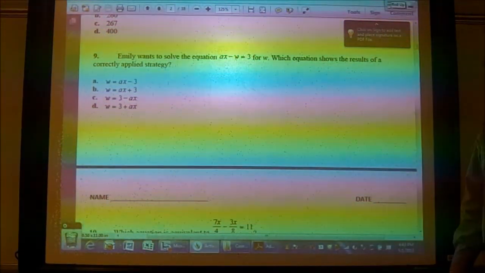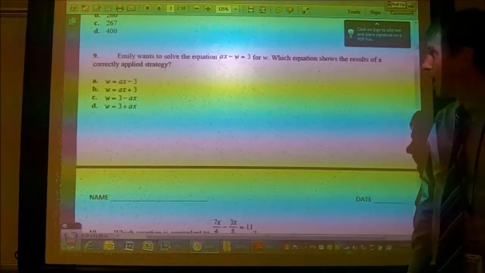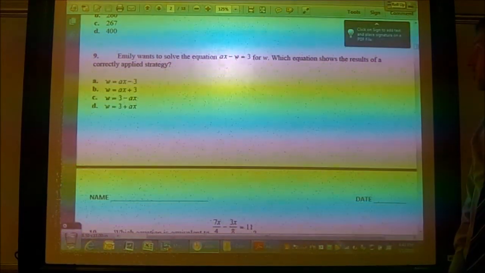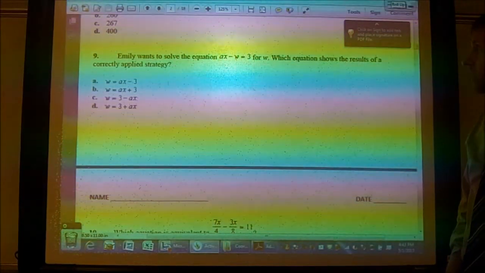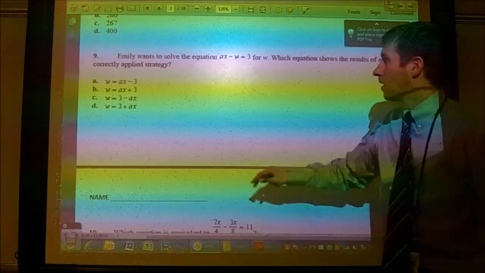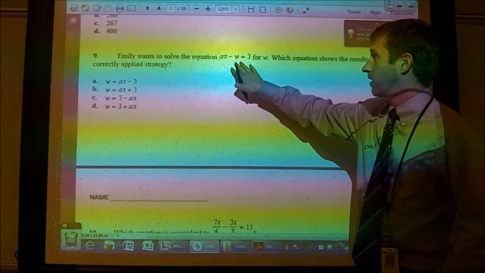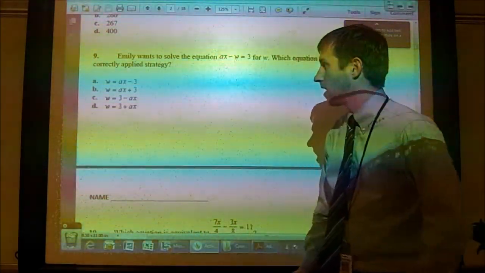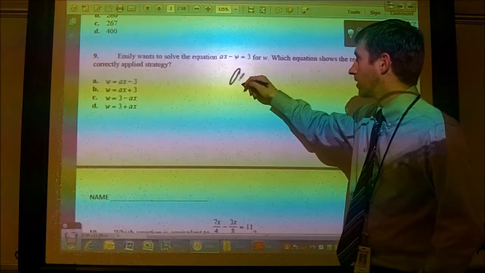Emily wants to solve the equation AX minus W equals 3 for W. Which equation shows the result of a correctly applied strategy? All right, so first of all, solving for W means get W by itself, and you can notice that in the answers. They all have W by itself. So we want to go through and try to solve this.